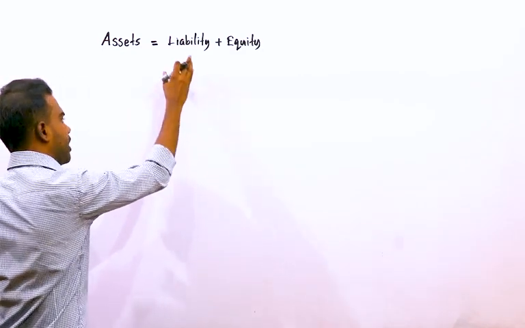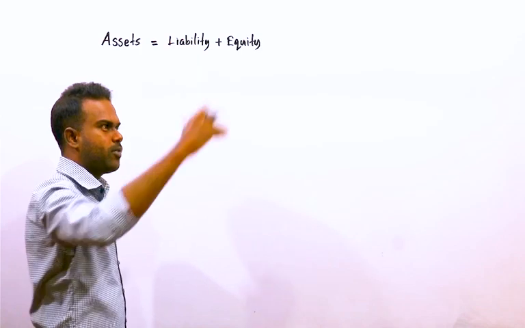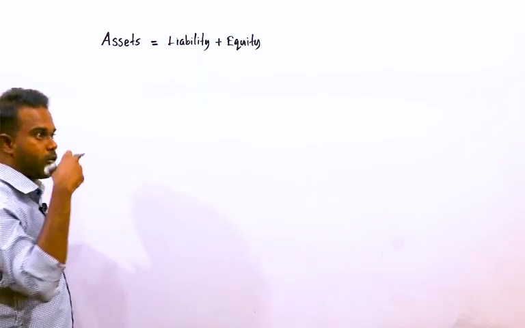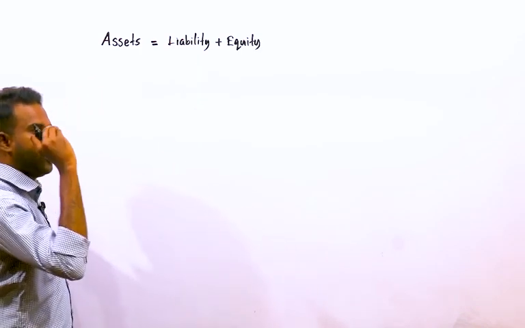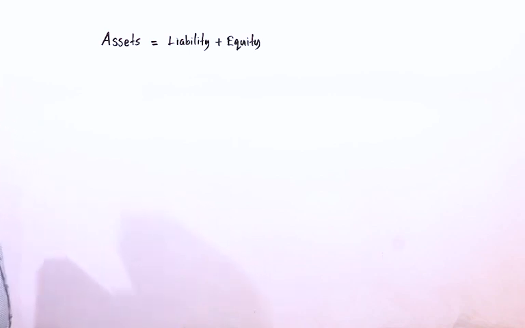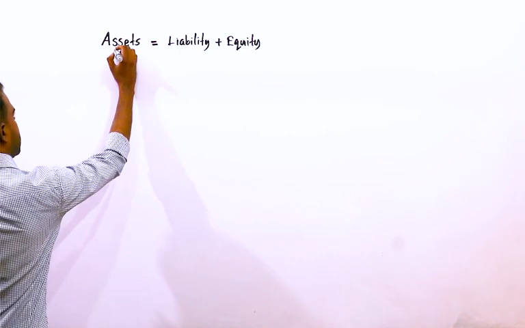Therefore, do you remember there are two types of assets and also two types of liabilities? Can you tell me what are the two types of assets? Types. I'm not asking for examples. What are the types of assets?